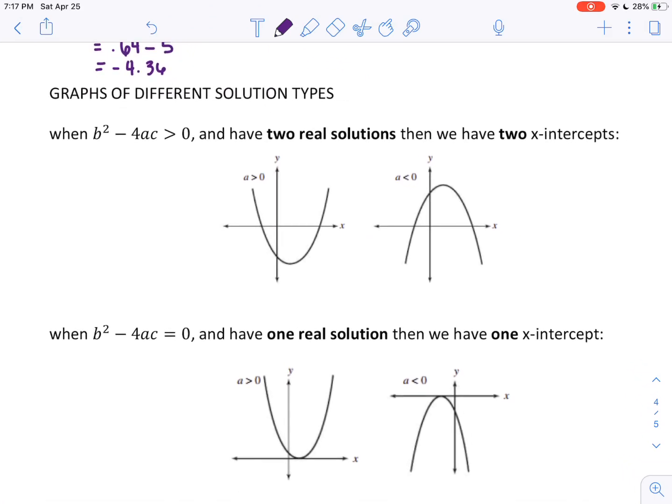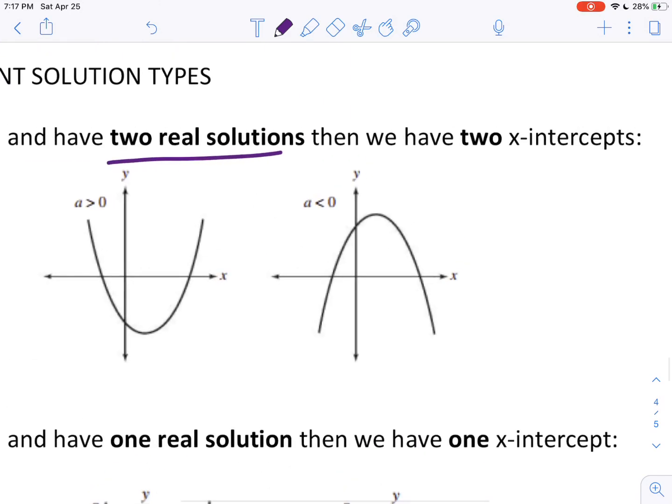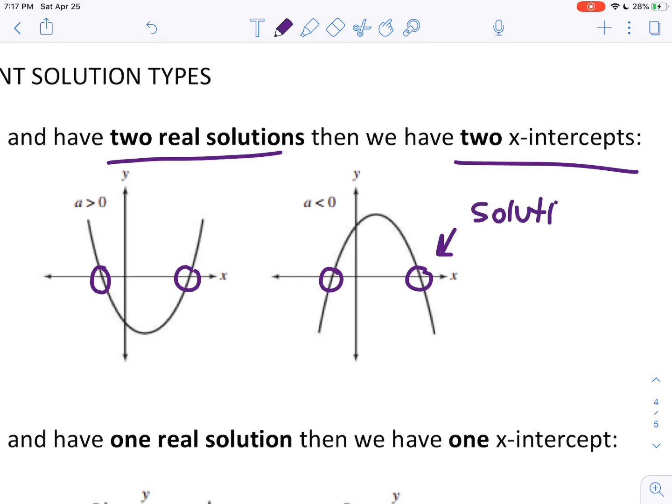going to be getting into graphing these parabolas. Okay, so when your discriminant ends up being greater than 0, so a positive number, you're going to have two real solutions. Okay, the solutions that you find when you're solving quadratics, when you find what x is equal to, you're finding where your graph crosses the x-axis. So if you have two real solutions, you're going to have two x-intercepts. So wherever these are crossing your x-axis, these are your solutions for x when you solve your equation.